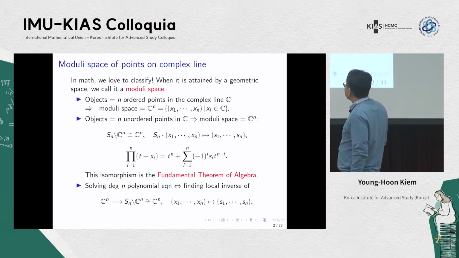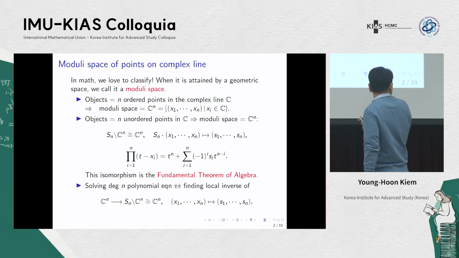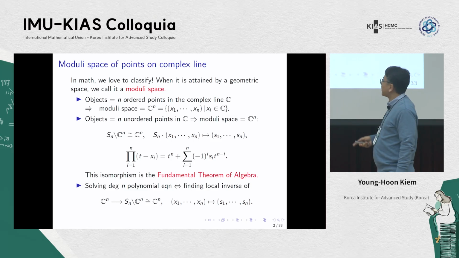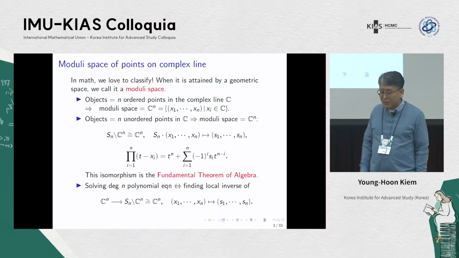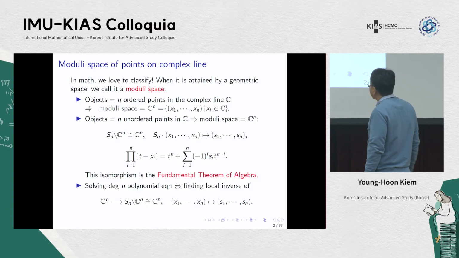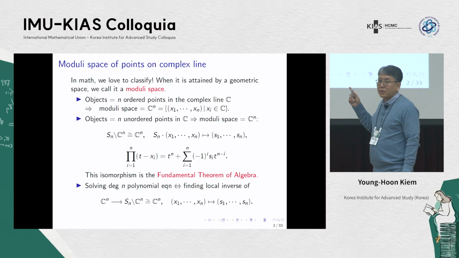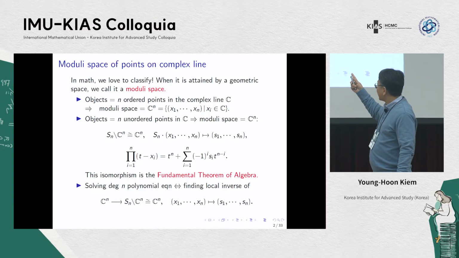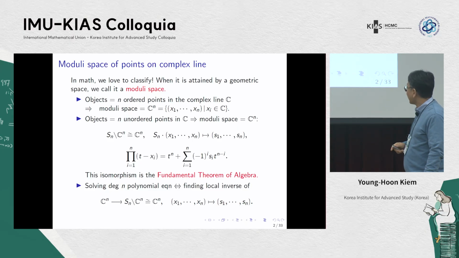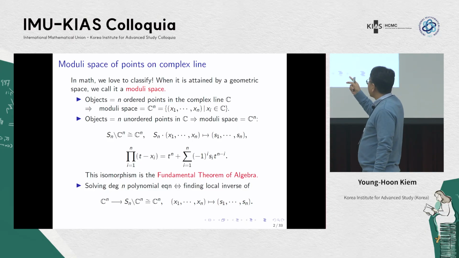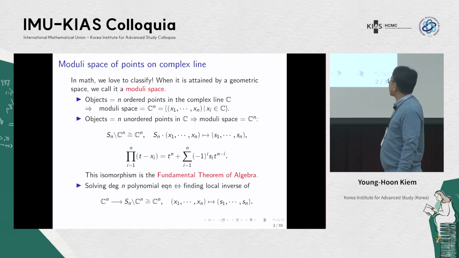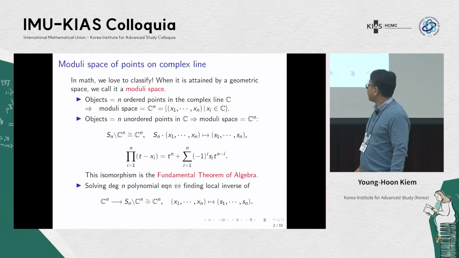So how do we get the isomorphism? The isomorphism is given by the elementary symmetric functions, s_1 to s_n. And the elementary symmetric functions are defined as the coefficients of the polynomial, which is defined as the product of (t minus x_i) as i runs from 1 to n. So if you expand it as a polynomial in t, the coefficients are the elementary symmetric functions in the x_i's.